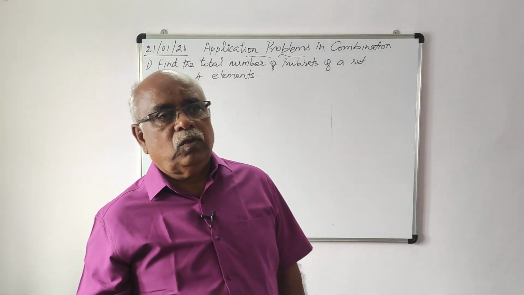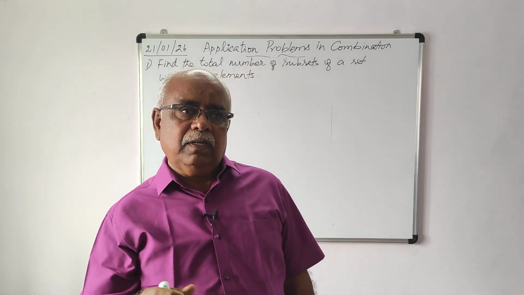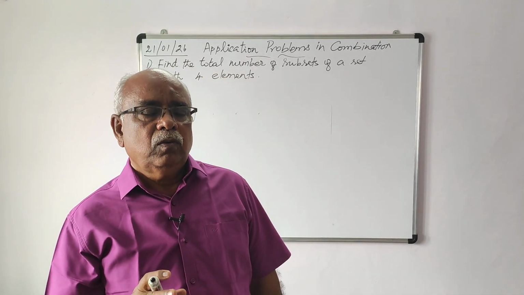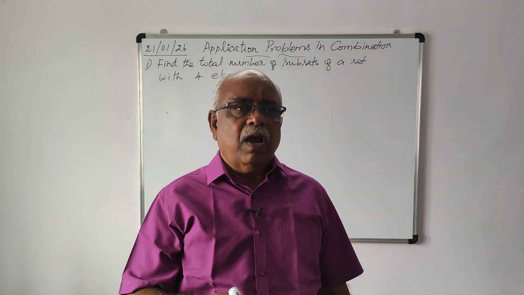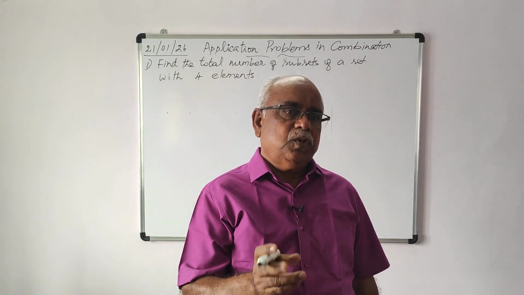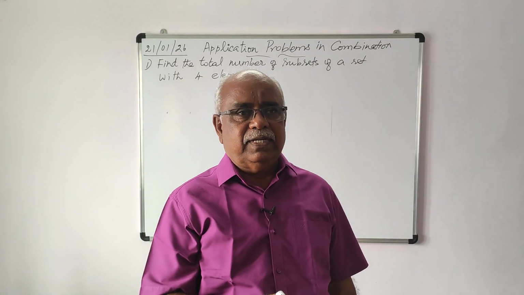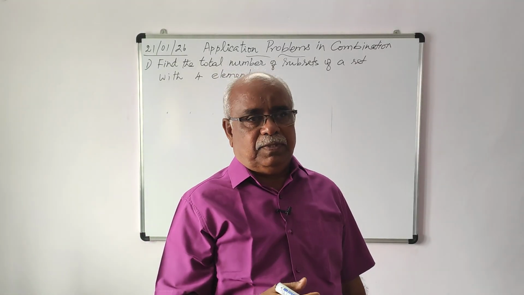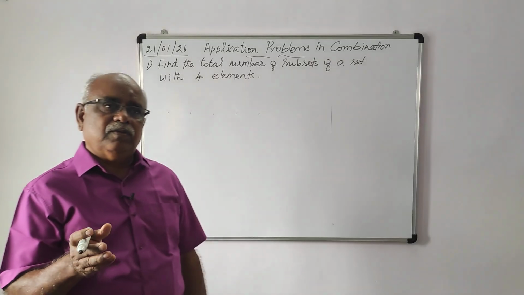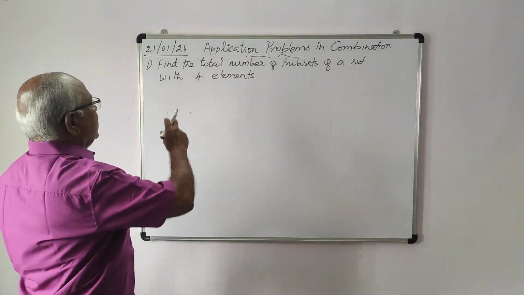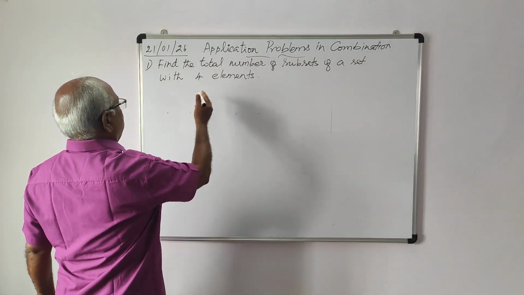You know, the empty set and the set itself are subsets too. What are those called? Improper subsets. The given set itself and the empty set are subsets of the given set, but they are improper subsets, and the rest are proper subsets. These are topics you have studied already. So, find the total number of subsets of a set with 4 elements.